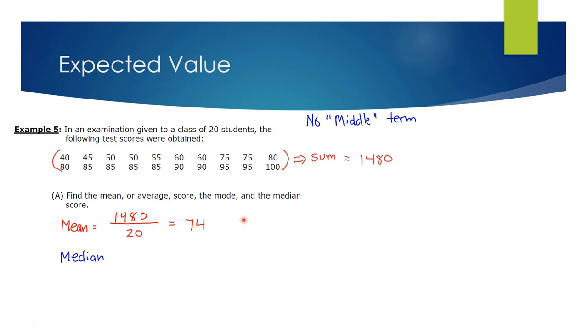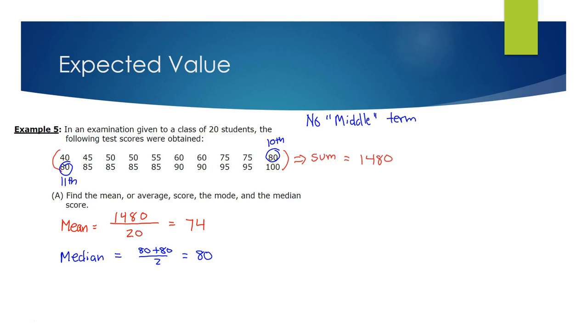If I get a value that's a decimal, like 10.5, that means go to the 11th term. If I get like 14.7, for instance, probably not going to happen, but it means go to the 15th term, and that's what you're looking for. But for this case here, since 20 divided by 2 is 10, I should find the 10th and 11th term, which do happen to both be 80. So if I average those together, I'm going to get 80. So the median score does happen to be 80.